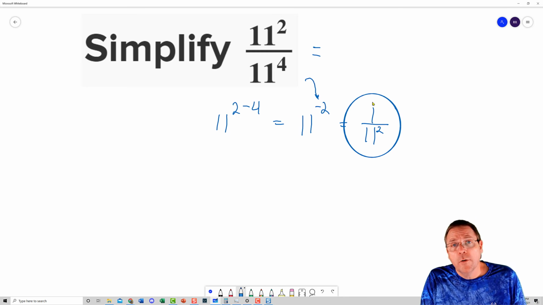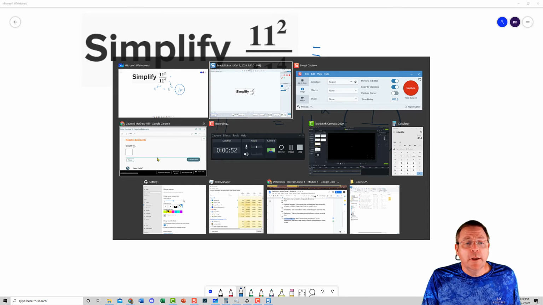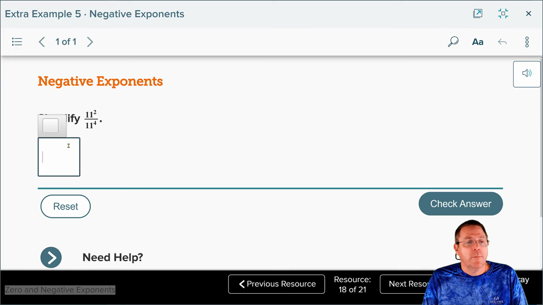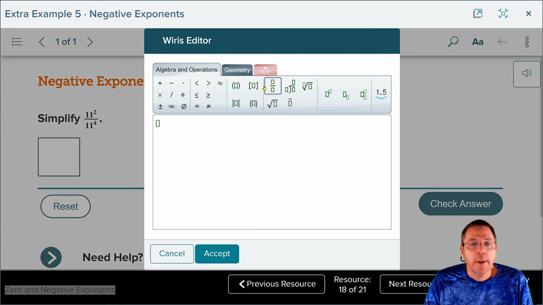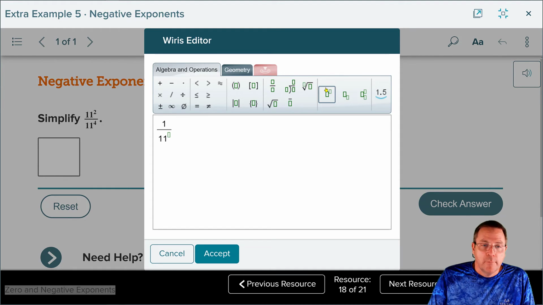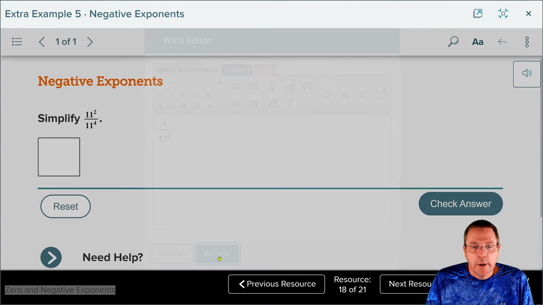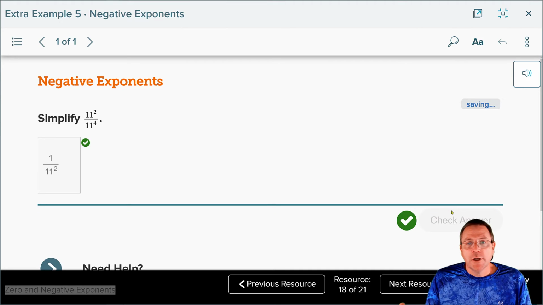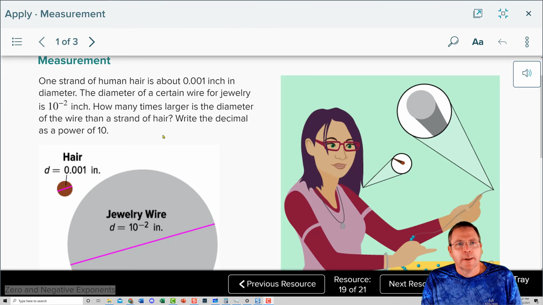This is the supporting work. That is what I must see, and if I don't see that on each and every problem of your homework, well, yep, you've done it just for fun. So we're going to have a 1 over an 11. The 11 is going to be squared. We're going to hit accept, and we're going to hit check, and we get the happy sound.